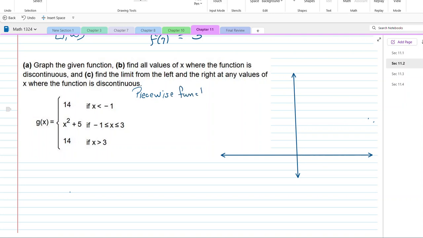A piecewise function is a function defined by different pieces on different parts of its domain. So we notice here that it is a horizontal line at 14 for any value less than -1. On this one, between -1 and 3 inclusive, this function applies. And for anything greater than 3, it is the other. So we want to graph this.